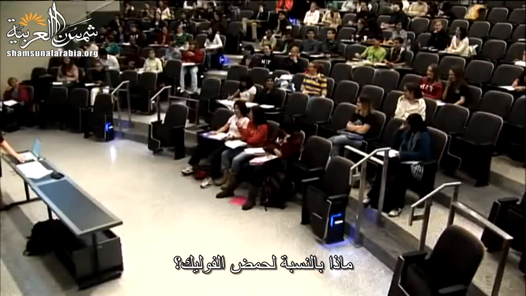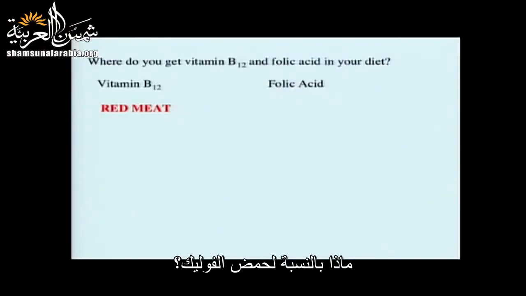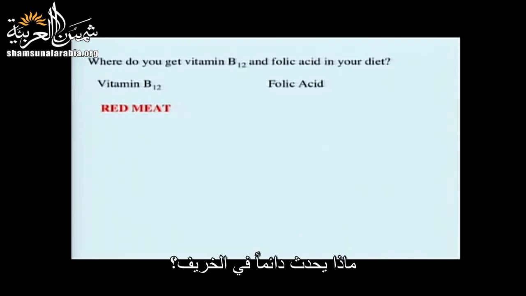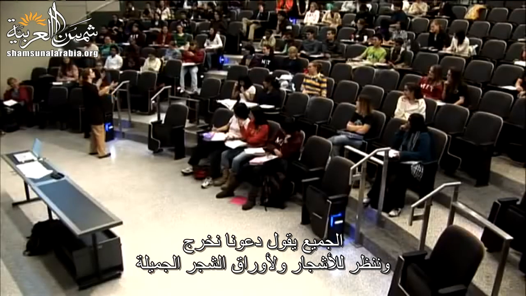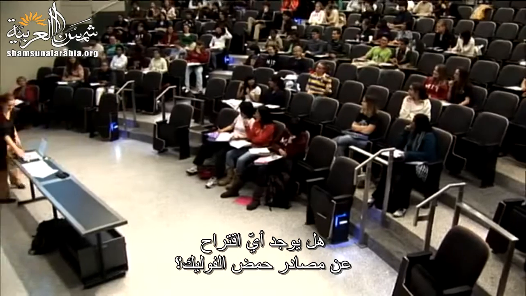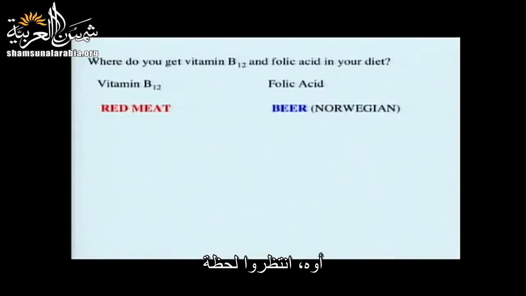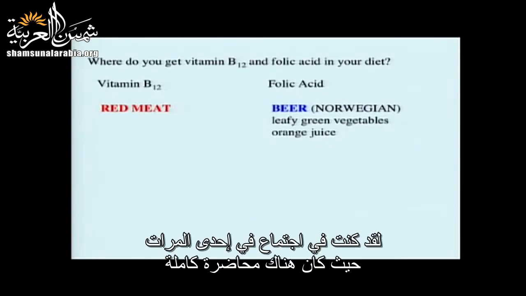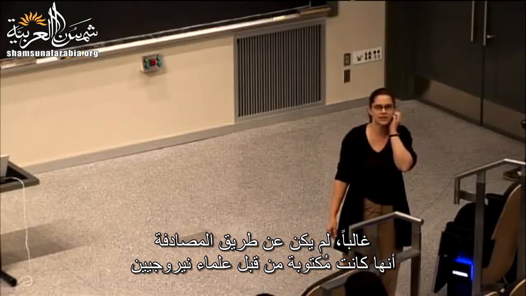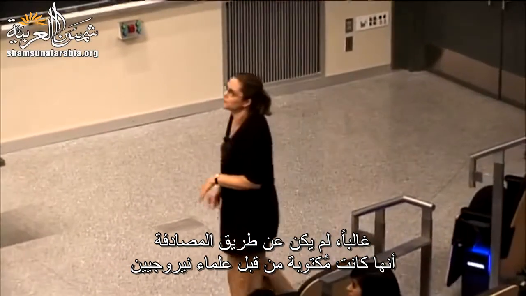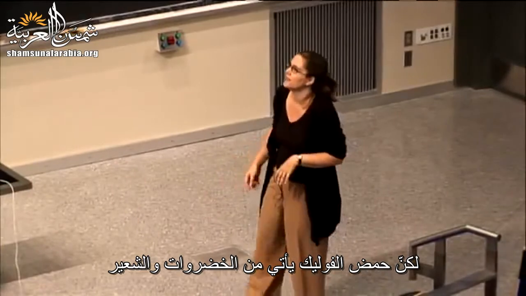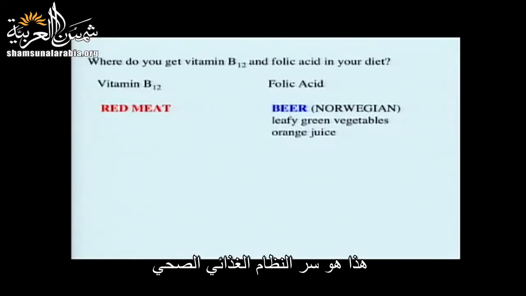So vitamin B12. What about folic acid? Anyone know where you get folic acid? In the fall, people say, let's go outside and look at the pretty foliage. Any suggestion of where folic acid comes from? I was at a meeting once where there was a whole lecture about how Norwegian beer was the best source of folic acid, and it was perhaps not coincidentally reported by Norwegian scientists. They would not vouch for any other kinds, but it does come from barley, vegetables, this kind of thing.